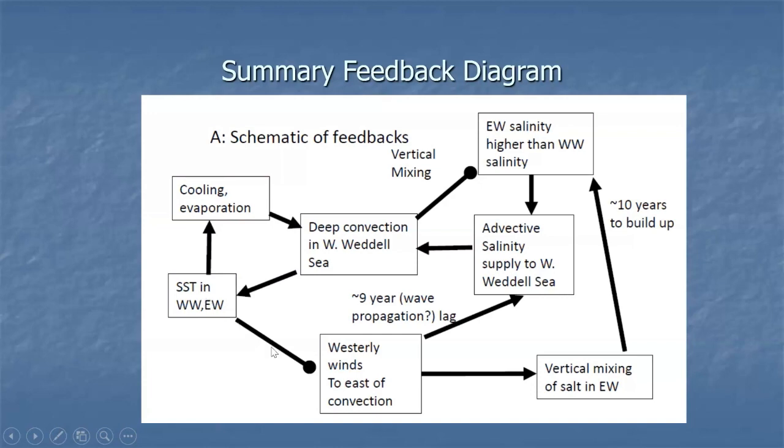The higher salinity also reduces westerly winds to the east of the convection, which both changes the vertical mixing of salt in the eastern Weddell and increases the advective supply of salinity to the western Weddell with about a 9-year propagation. So this loop and this loop are negative feedback loops with lags in them. And so that's exactly what you would need to get an oscillation.